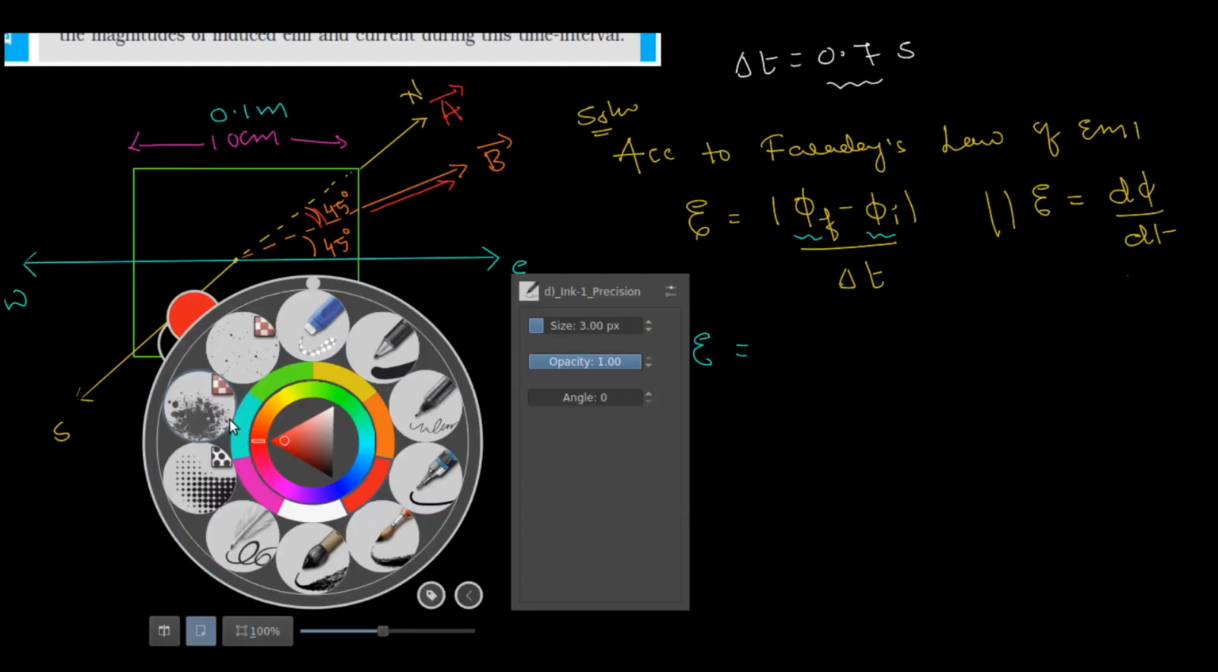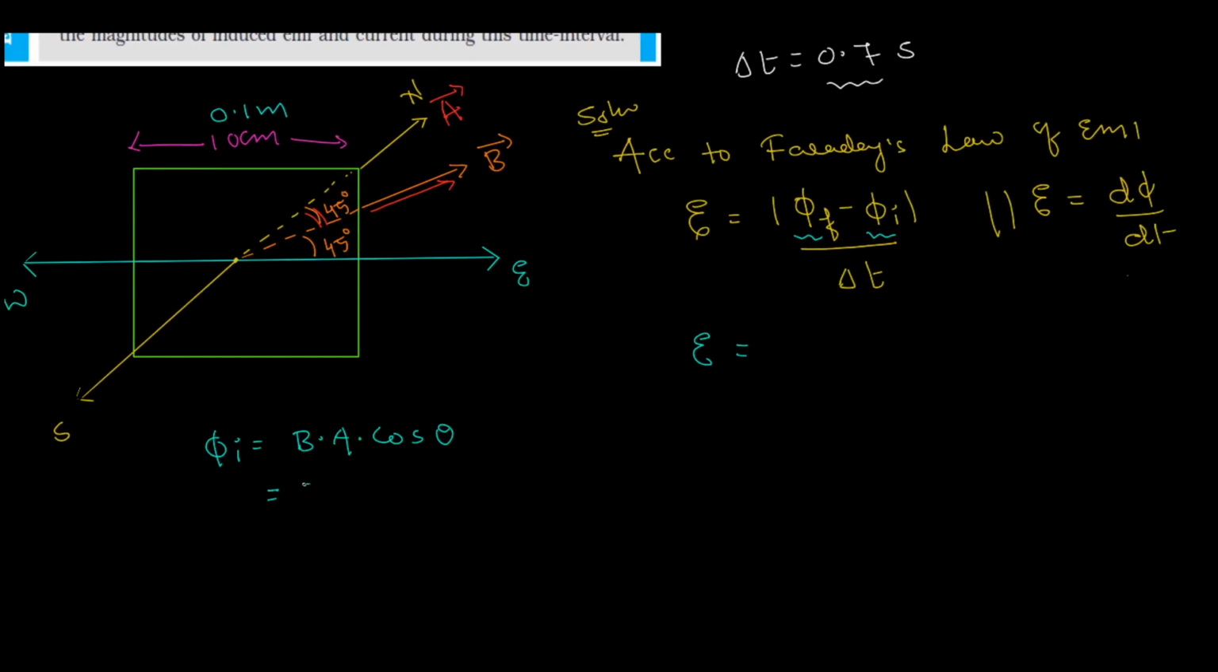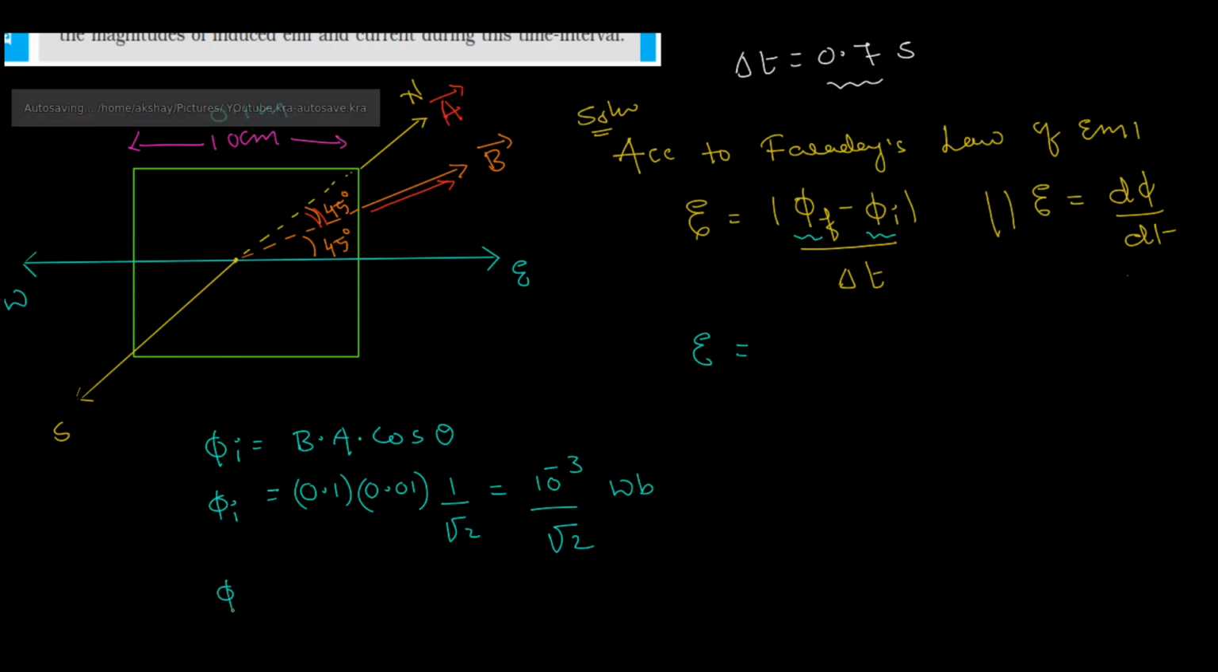So let's calculate that. Initial flux would be, the magnetic field is 0.1 Tesla, at least initially. How much is the area? 0.1 squared, which is 0.01, into cos 45. Cos 45 is 1 by root 2, right? So your initial flux is 10 to the power minus 3 divided by root 2, right? Weber, by the way, is the SI unit of flux. Also, let me calculate the final flux, and I'm thinking the final flux is 0 because finally the magnetic field became 0. So the final flux clearly is 0.